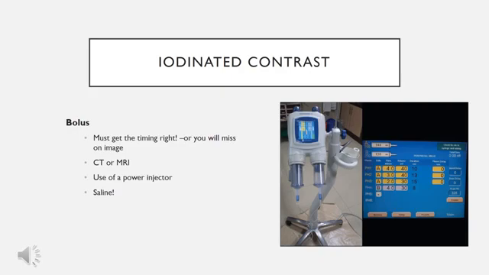Notice how there are two plungers on your power injector. You always want to inject saline first, then your contrast, and then saline last. So one of these plungers is full of contrast, one of these plungers is full of saline.